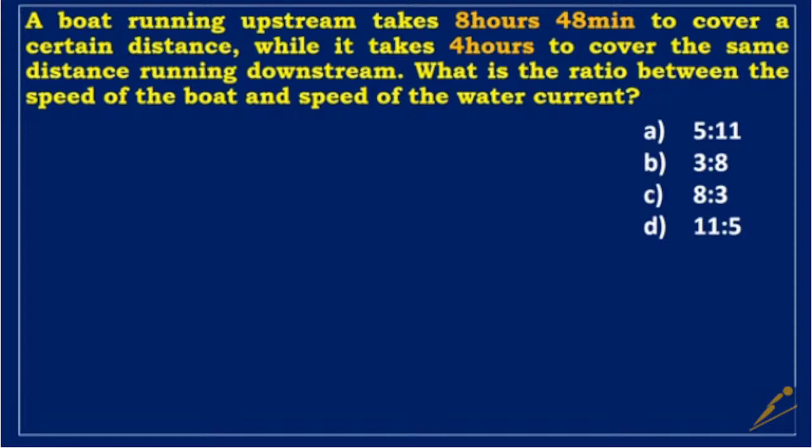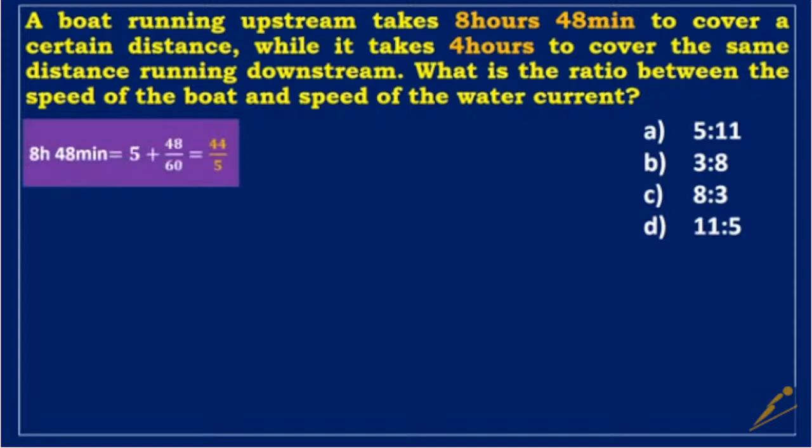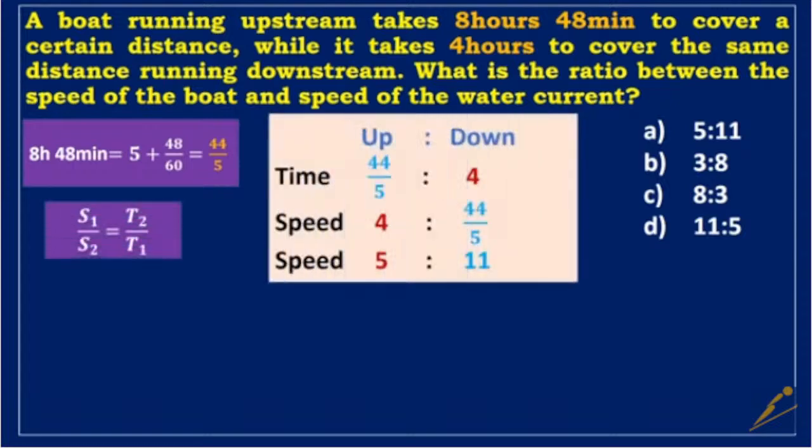The time taken to cover a certain distance upstream is 8 hours 48 minutes and downstream is 4 hours. The time ratio between upstream and downstream is 44 by 5 to 4. However, speed is inversely proportional to time. The speed ratio between upstream and downstream is 4 to 44 by 5, or 5 to 11.